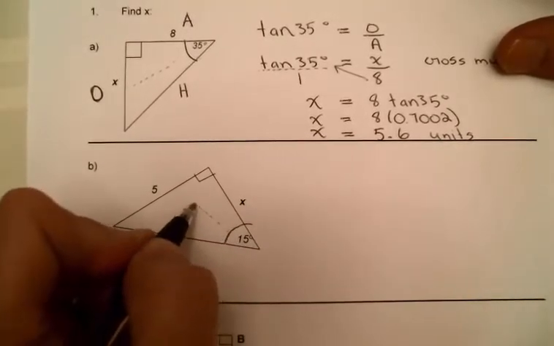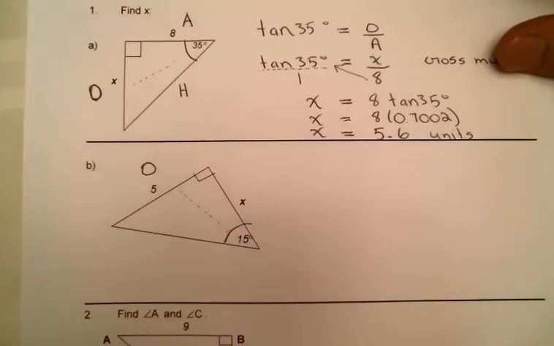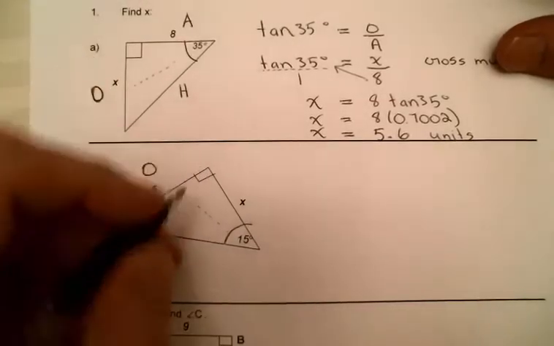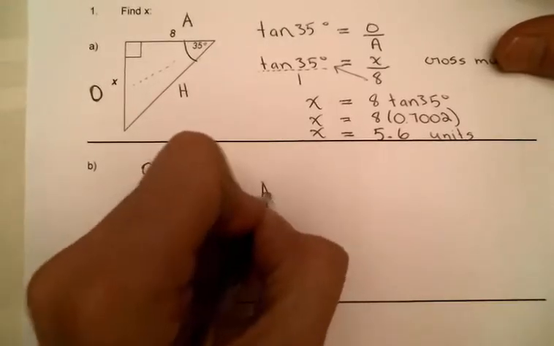So identify who the opposite is. Opposite to 15 degrees would be the side with 5. This is the long side, and it's across from the 90. That's the hypotenuse. And this side here is the other one. We call it the adjacent.